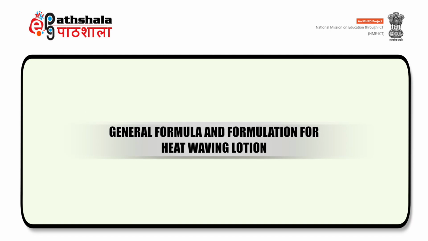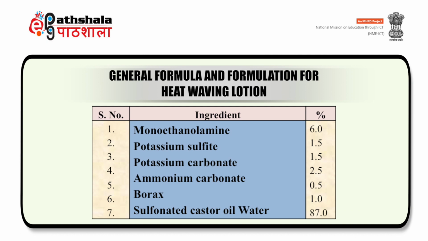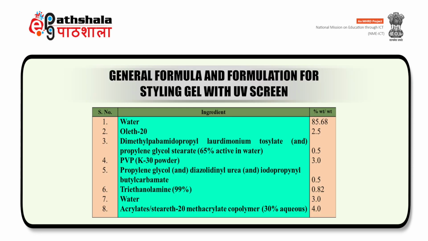Next, we have formulation of heat waving lotions. The heat waving lotions contain monoethanolamine, potassium sulfite, potassium carbonate, ammonium carbonate, borax, sulfonated castor oil, water, etc. Now we discuss about a general formula and formulation for styling gel with UV screen. This formulation contains water, oleth, PVP, etc.